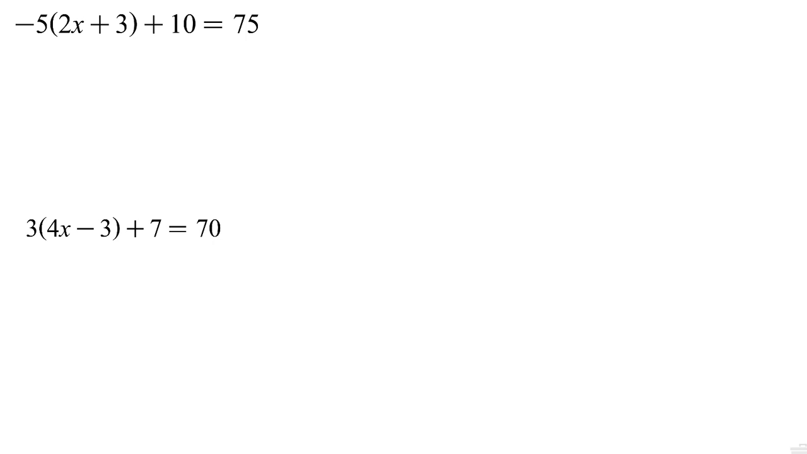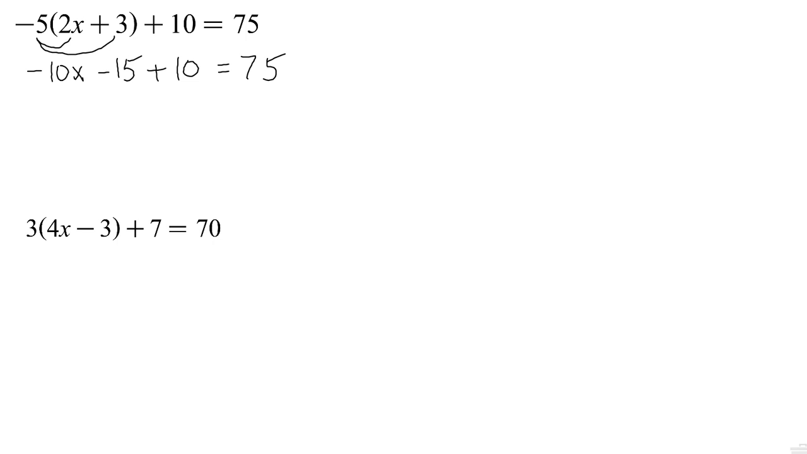So we'll do a couple more here. Now, we've got some options here, but I'm going to show you the way that I prefer to solve these, which is just to distribute first and then combine the like terms. So if I distribute negative 5 to 2x, I get negative 10x. And negative 5 to 3, I get negative 15. I still have the plus 10. I don't want to forget to write that. And it equals 75.